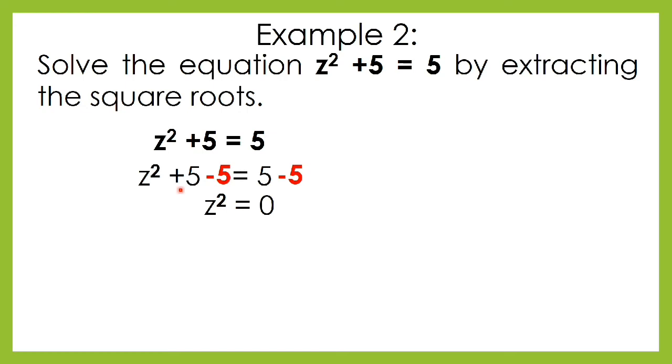So, si positive 5 minus 5 equals sa 0. Si 5 minus 5 ay equals sa 0. And then, after that, since ang nasa left side ay may variable and yung nasa right side ay yung constant, let's proceed to extracting the roots. So, we will extract both sides. We will square root both sides.